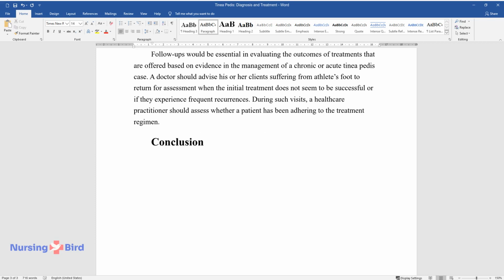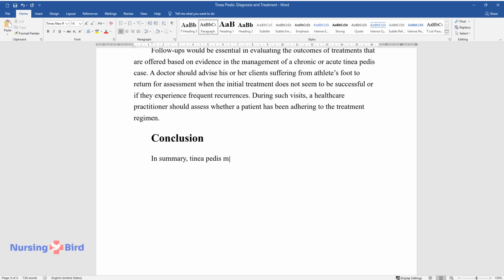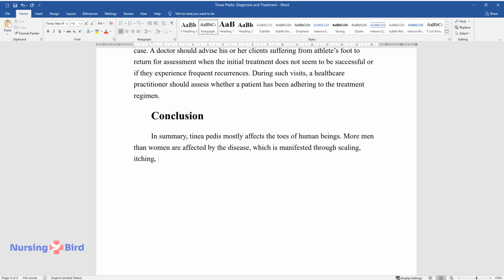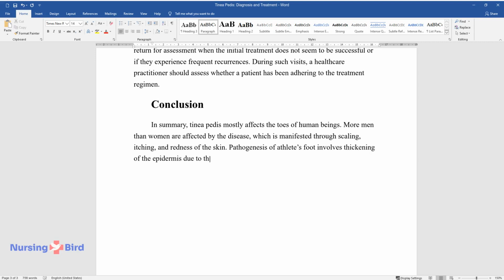Conclusion. In summary, Tinea Pedis mostly affects the toes of human beings. More men than women are affected by the disease, which is manifested through scaling, itching, and redness of the skin. Pathogenesis of athlete's foot involves thickening of the epidermis due to the disintegration of basal cells.